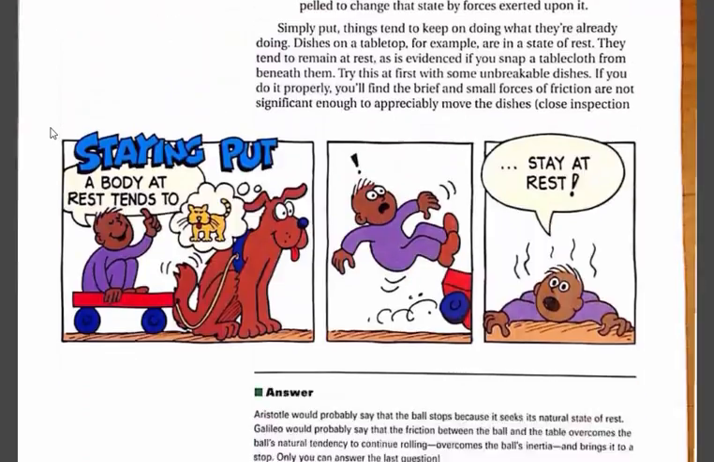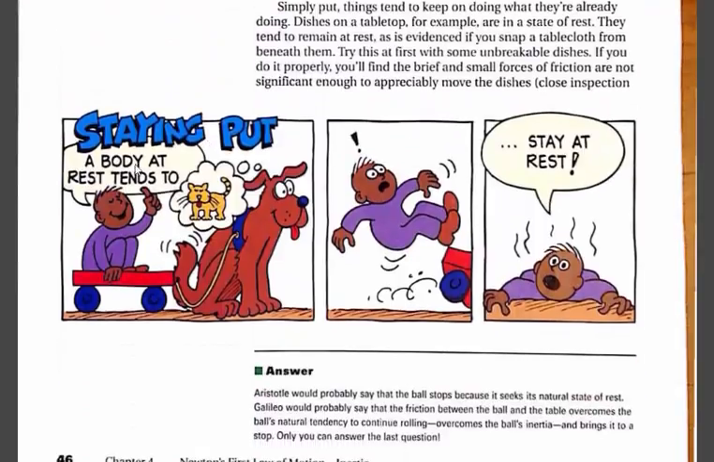Let's look at this cartoon. Staying put. A body at rest tends to... Oh no, the dog saw a cat. The dog takes off and exerts a force and yanks the wagon forward. But the kid fell out of the wagon. Why did he fall out of the wagon? Because he was staying in one place and that wagon was being pulled out from underneath him. His inertia caused him to remain pretty much in the same place even though the wagon got pulled forward.